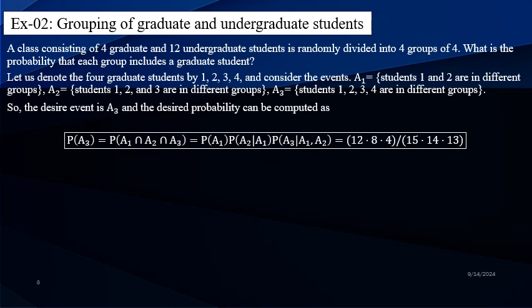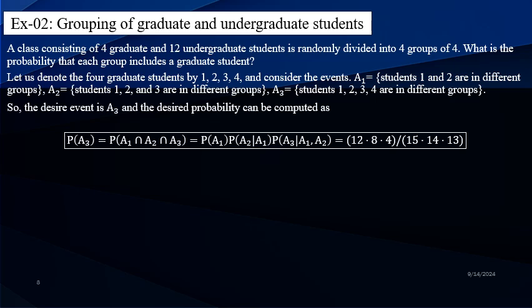First, let us define events. We consider the 4 graduate students and give names to them: first student 1, second 2, third 3, and fourth 4. These are the 4 graduate students. We define event A1: graduate students 1 and 2 are both in different groups. A2 is graduate students 1, 2, and 3 all in different groups. A3 is graduate students 1, 2, 3, 4 all in different groups.